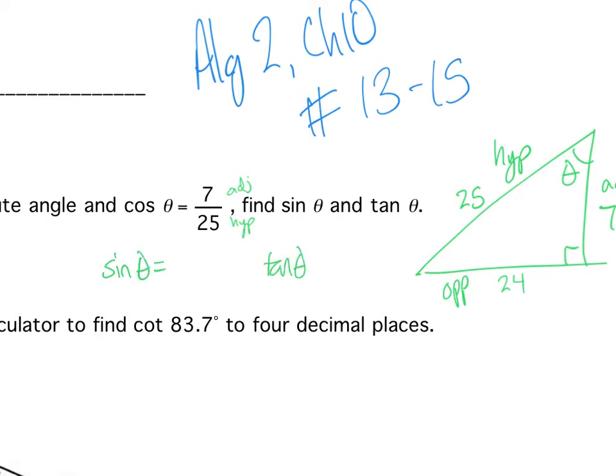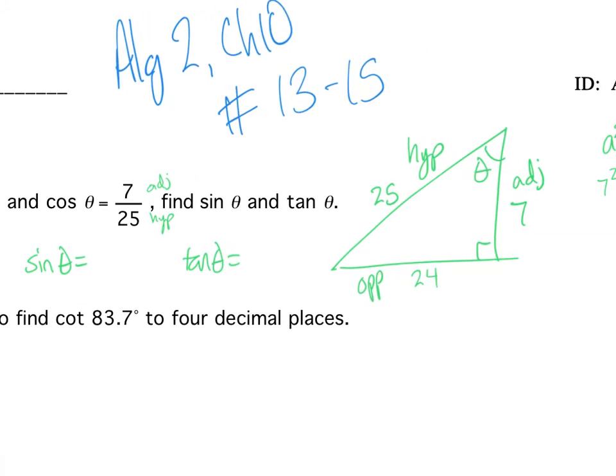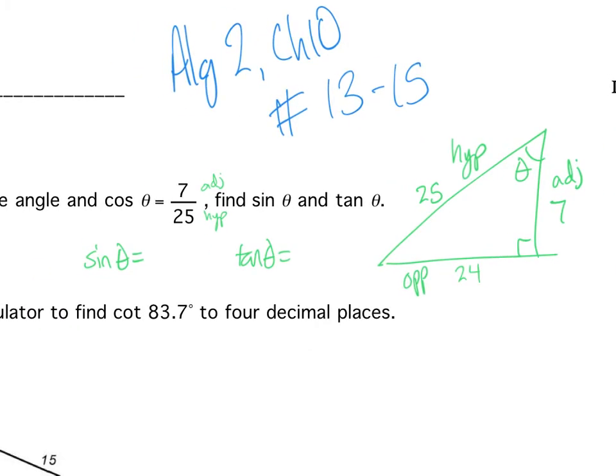Your answers for tangent and sine are going to be two more fractions. They're going to look very similar to what you were given, which is a fraction, using the numbers that we filled in here. So sine of theta is opposite over hypotenuse. That's 24 over 25. Tangent is opposite over adjacent. That's 24 over 7.